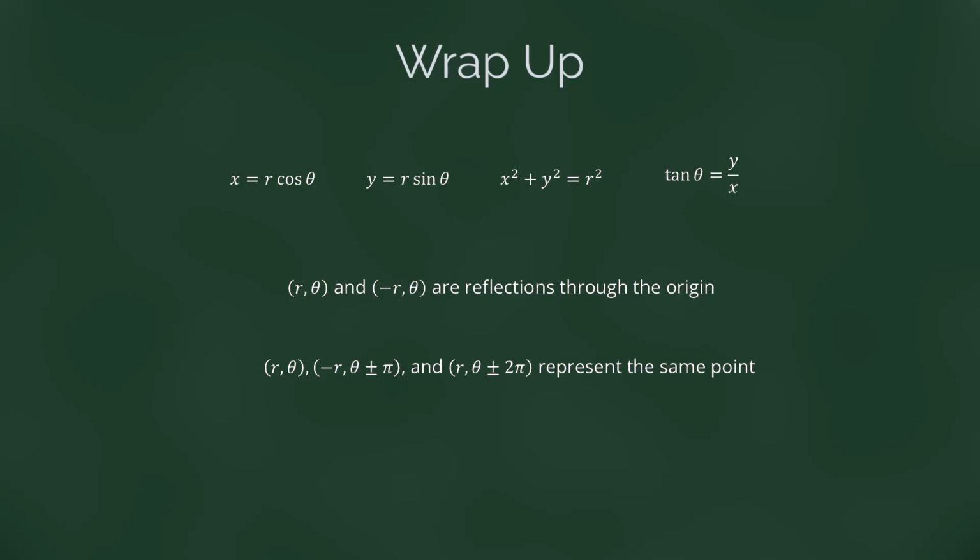We can move between these two systems by using the relationships x equals r cosine theta and y equals r sine theta. x squared plus y squared equals r squared, and the tangent of theta is equal to y over x. We also have several different ways of representing the same point within the polar system by adding or subtracting variants of pi and 2 pi to the original point.